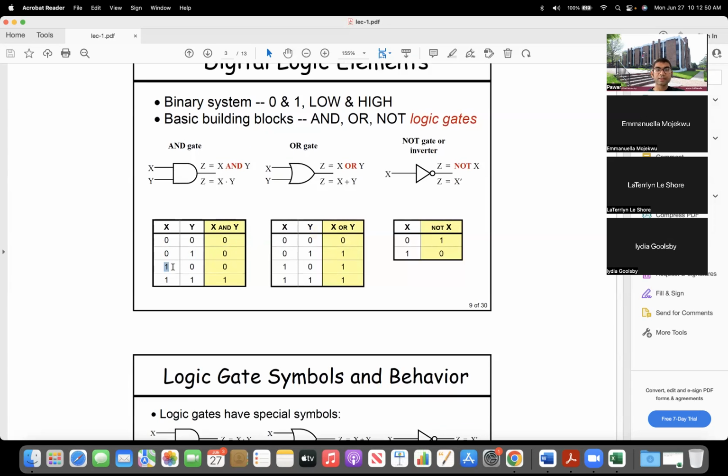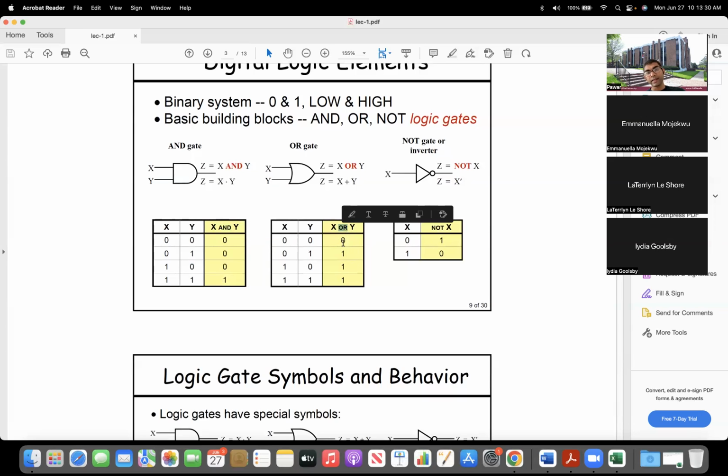If you have 1 as X, 0 as Y, 1 multiplied by 0 is 0, so 0 is the output. If you have 1 as X and 1 as Y, 1 multiplied by 1 is 1. So 1 is the output, right? So simple. If you have an AND gate, you multiply things, right? So 0, 0, 0. 0 multiplied by 1 is again 0. 1 multiplied by 0 is again 0. 1 multiplied by 1 is again 1, right? So you multiply things.